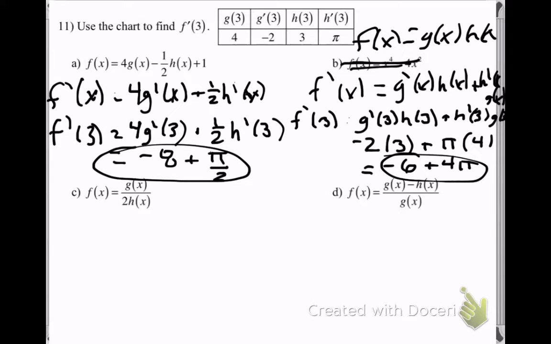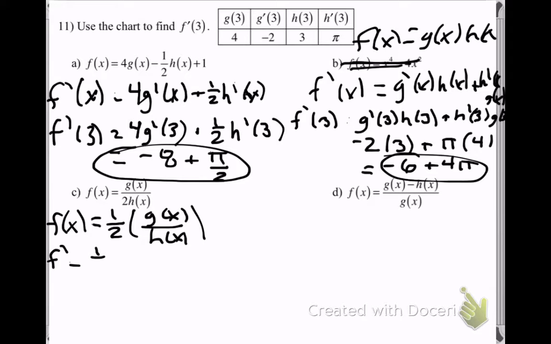Let's take a look at C now. So we've got f of x equals g of x over h of x. All right, well this one now is a quotient rule. But what I'm actually going to do to make my life easier for my quotient rule is I'm going to pull the 1/2 out and think of this as 1/2 times g of x over h of x. Because then I could just do the derivative of g over h and do half of that. So the derivative of that would be 1/2, low d high, minus high d low.